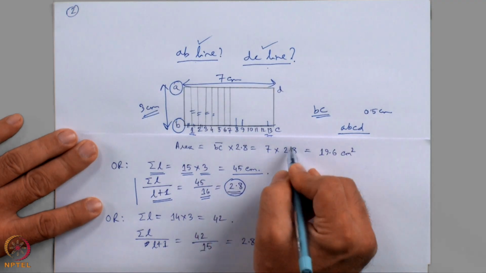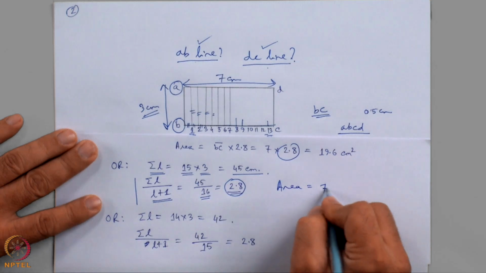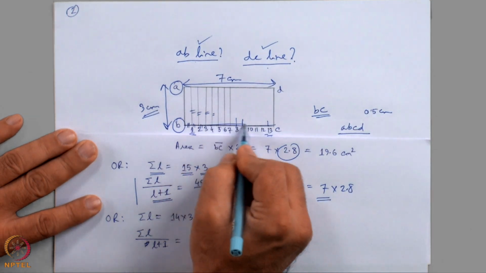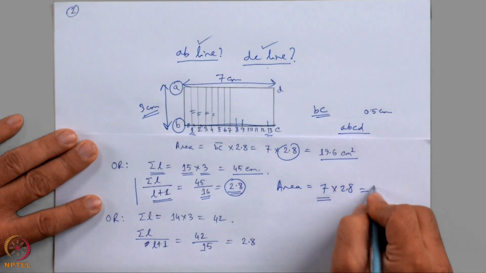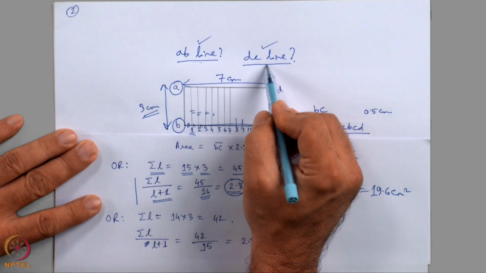This number is same as that. Therefore, the area turns out to be 7 multiplied by 2.8. From where is 7 coming? 7 is the BC length, and again 19.6 centimeter square. So, it does not matter whether I take the AB line and DC line in the calculation or not.